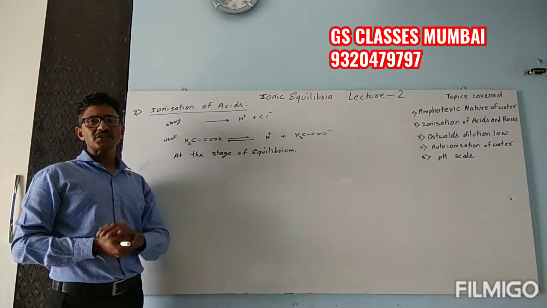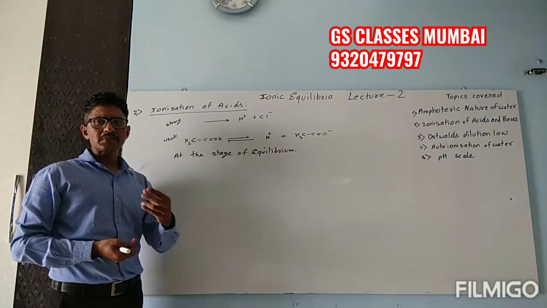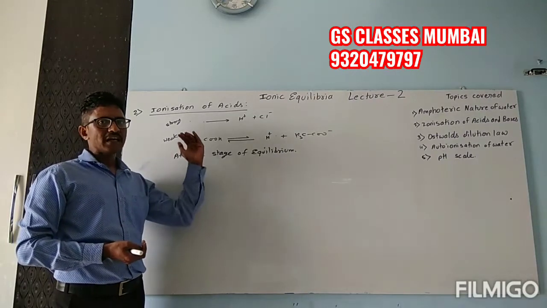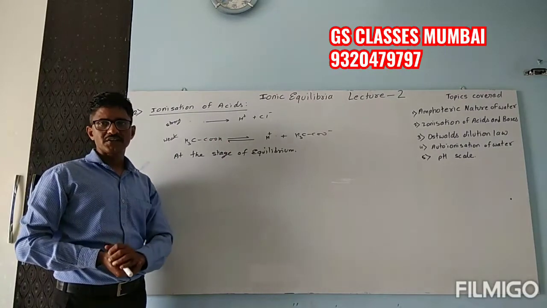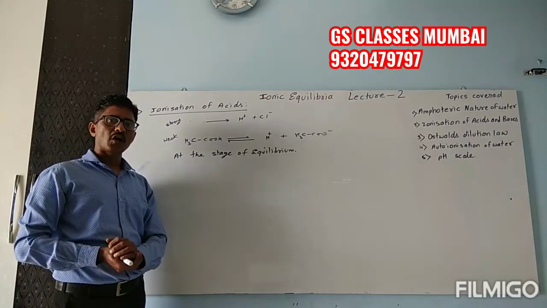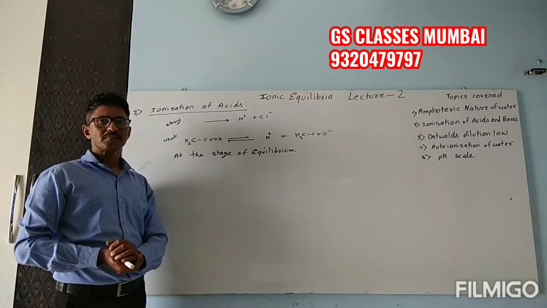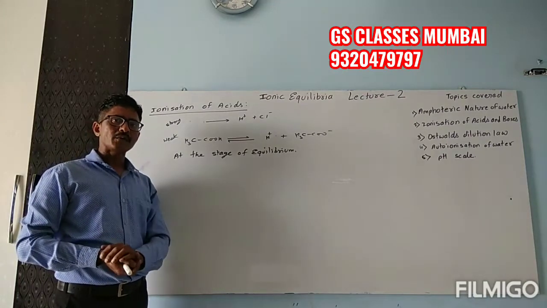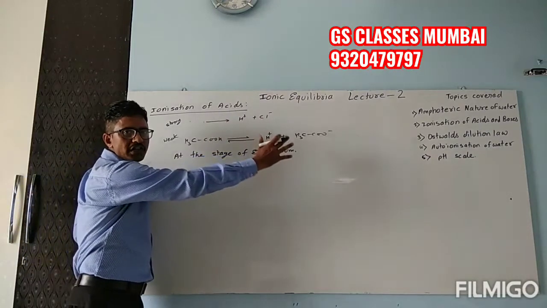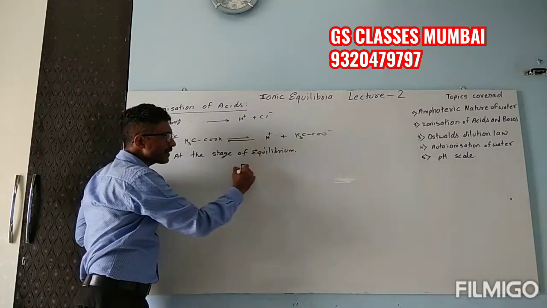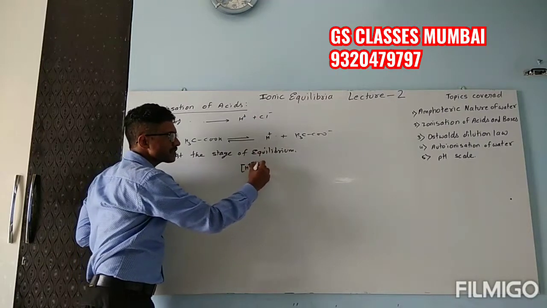Once you start the reaction, after some time, that stage will be achieved. And now we are working at the stage of equilibrium. At this stage of equilibrium, concentrations are not changing. So I will be taking the ratio of each of the concentrations.